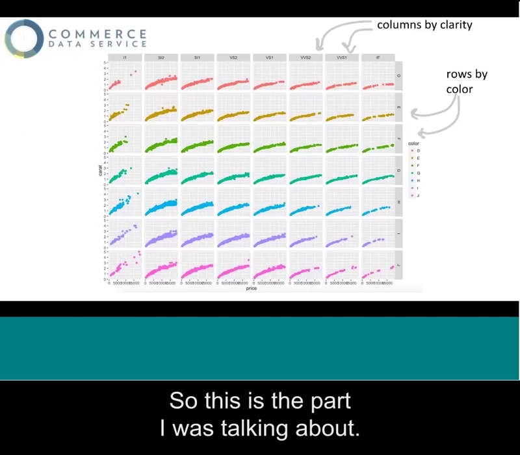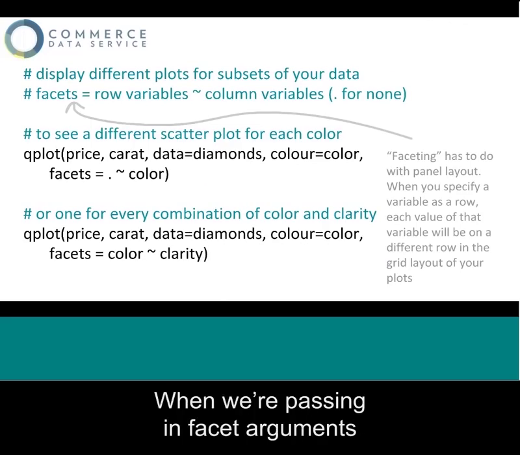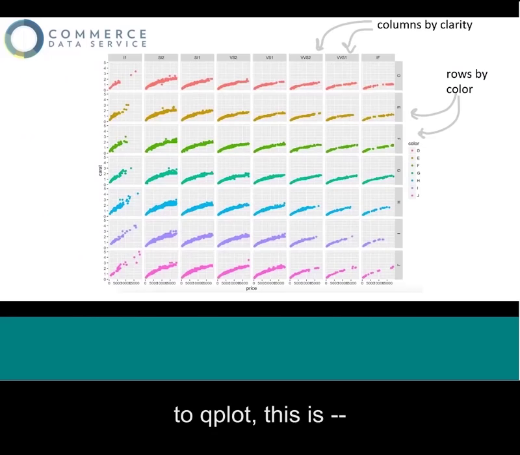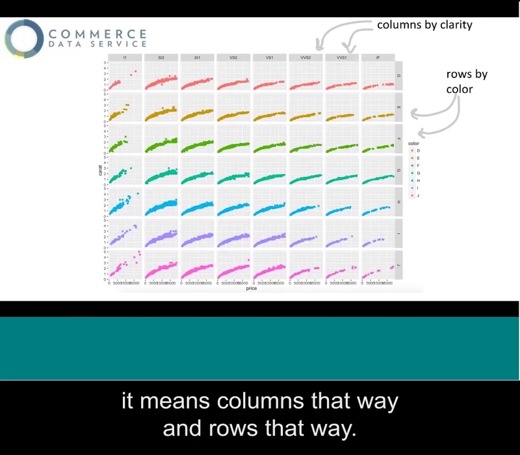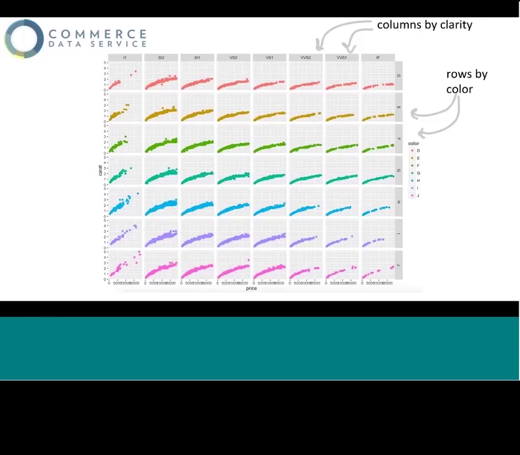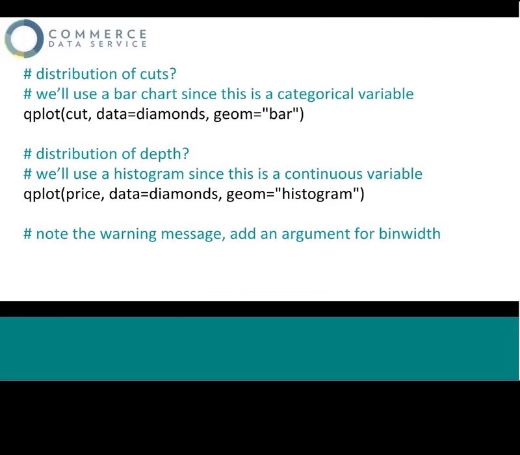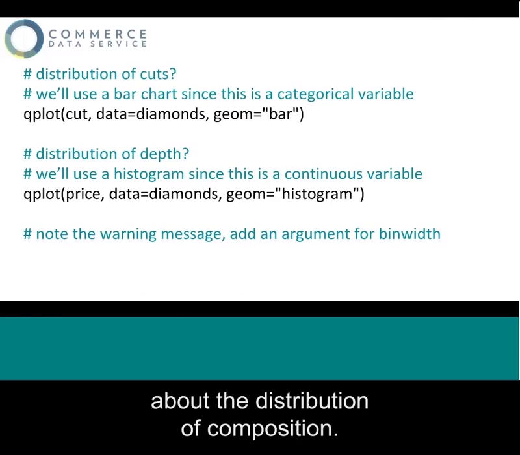So this was the part I was talking about. When we're passing in facet arguments to qplot, it means columns that way and rows that way. So let's say we wanted to go back to talking about the distribution of cuts.